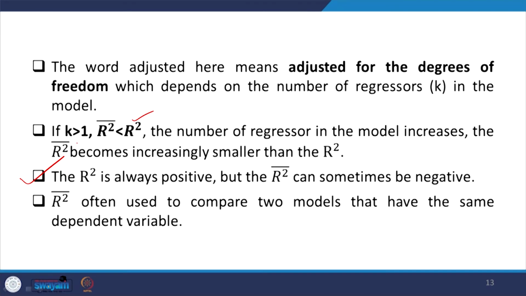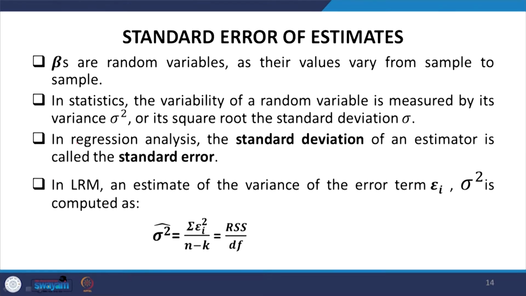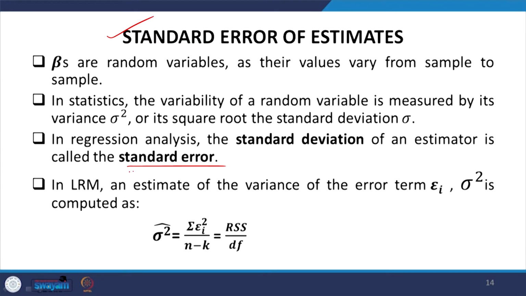Now, R square bar is often used to compare two models that have the same dependent variable. Now, coming to the standard error of the estimates. Besides that, this is also important for our models. Every coefficient is attached with a standard error, and the interpretation is very important. Betas are random variables, as their values vary from sample to sample. In statistics, the variability of a random variable is measured by its variance, that is sigma square, and its square root is called the standard deviation. So, in regression analysis, the standard deviation of an estimator is called the standard error. This is also a quiz question most often asked. I suggest you emphasize it and read further.